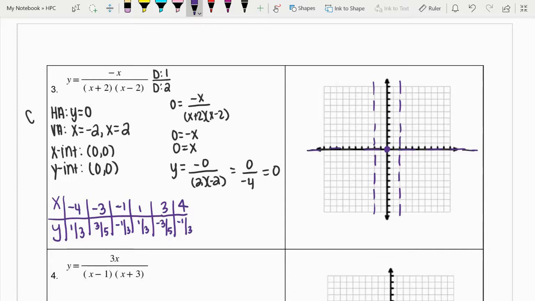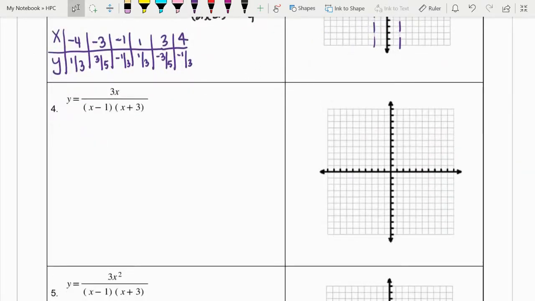Okay, so this is what the table should look like. If you pick the same values that I did, then you can go ahead and graph those points, or plot the points. Okay, so your graph should look something like that.